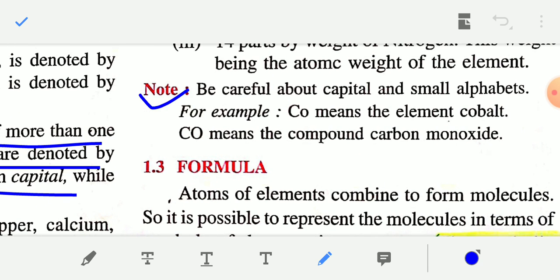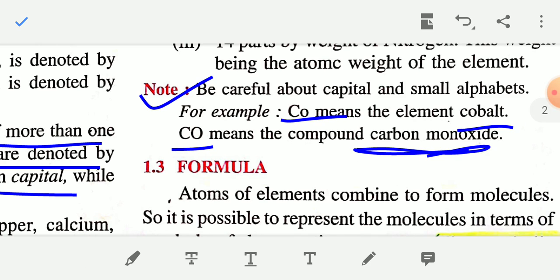Here one note is given: be careful about the capital and small alphabets. For example, capital C small o means the element cobalt. However, capital C capital O represents the compound carbon monoxide. So be careful. Capital C small o means cobalt and capital C capital O means carbon monoxide. Both are not the same.